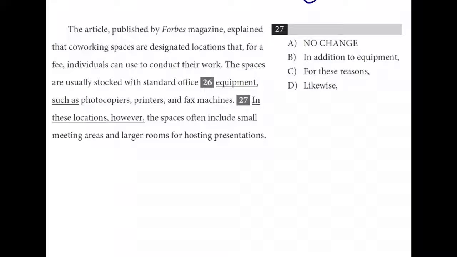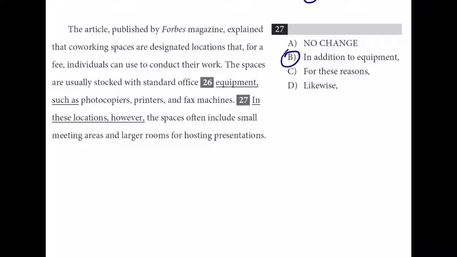27. The article published by Forbes magazine explained that co-working spaces are designated locations that for a fee individuals can use to conduct their work. The spaces are usually stocked with standard office equipment such as photocopiers, printers, and fax machines. B. In addition to equipment, the spaces often include small meeting areas and larger rooms for hosting presentations.